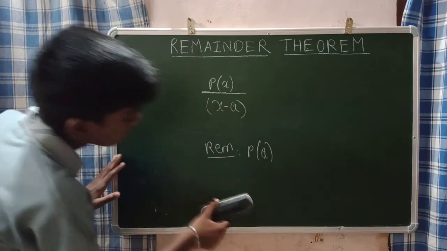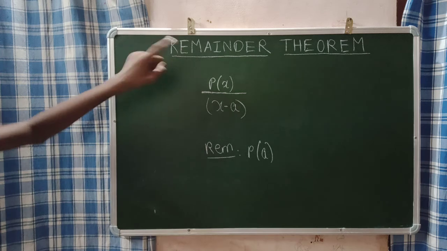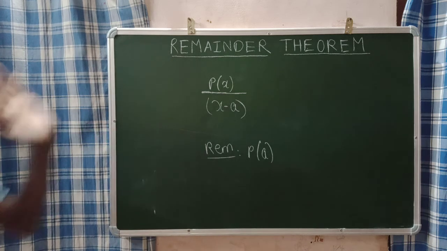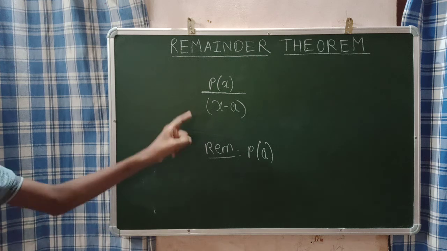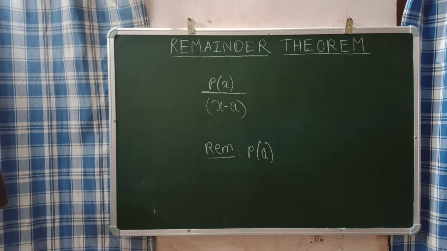Now after this, what I did is I just divided a polynomial p of x by a binomial x minus a. Binomial means any expression that has two terms. Here x minus a is that binomial. Now I divided this.